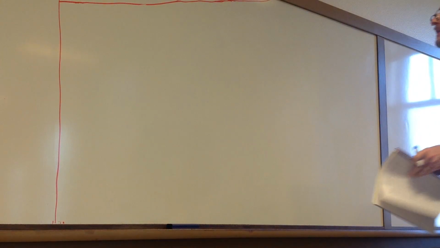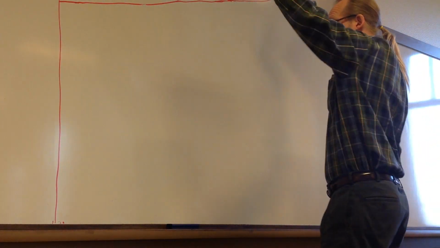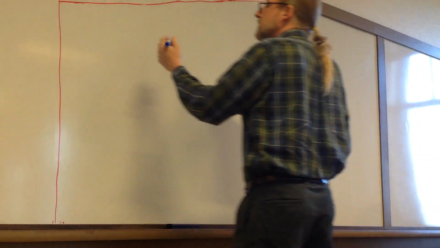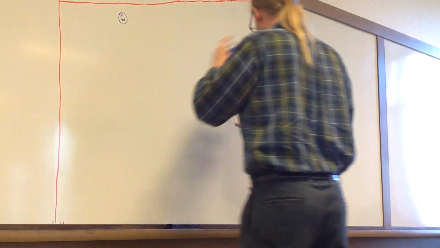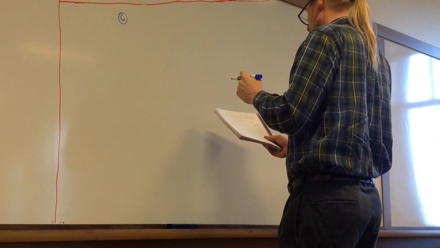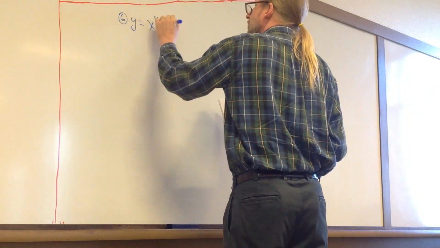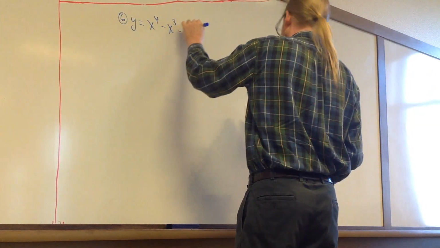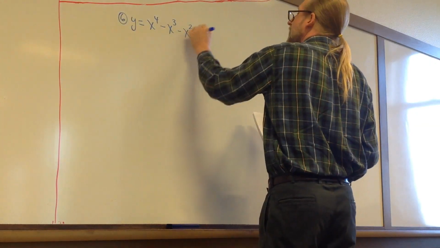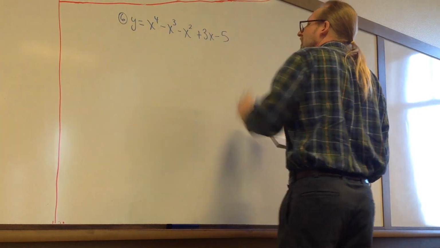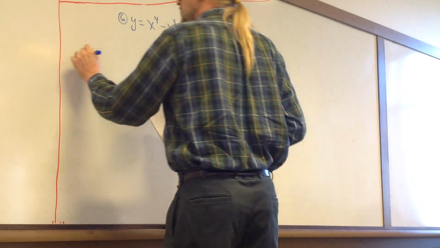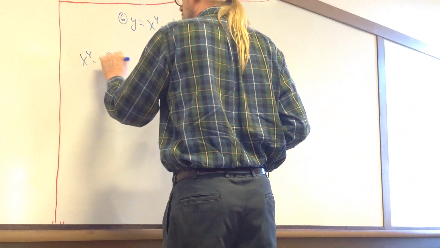Problem 6. So problem 6 is a 4th degree equation, which means it's going to be pointing up on both sides, just like all of the even-powered graphs. So this is x to the fourth minus x to the third minus x squared plus 3x minus 5. And then we've got to answer the questions.